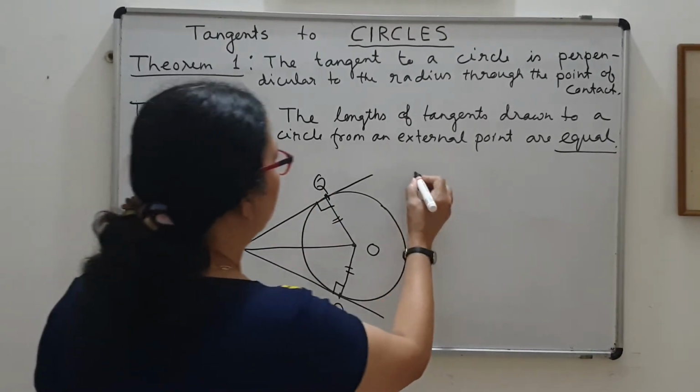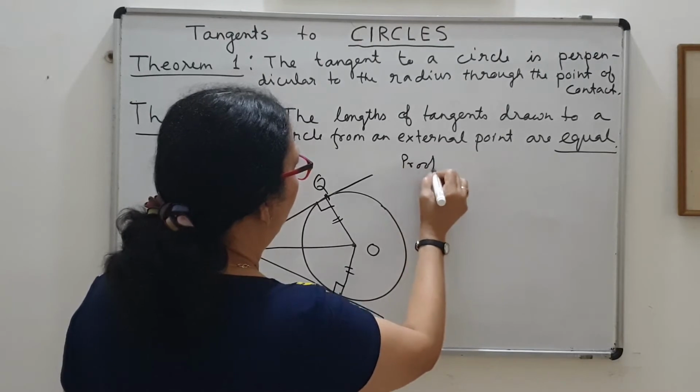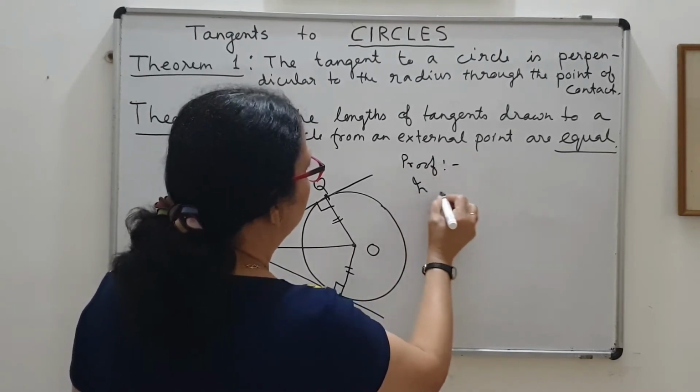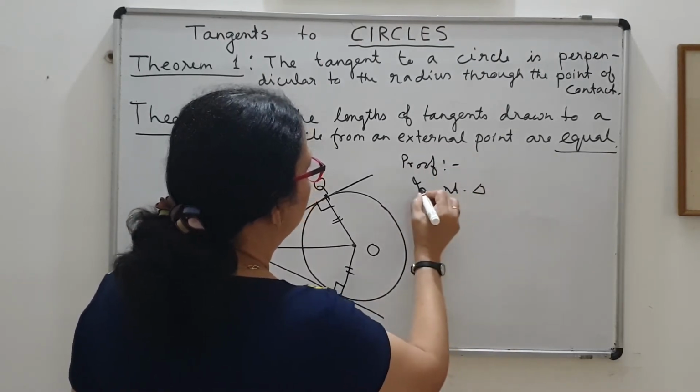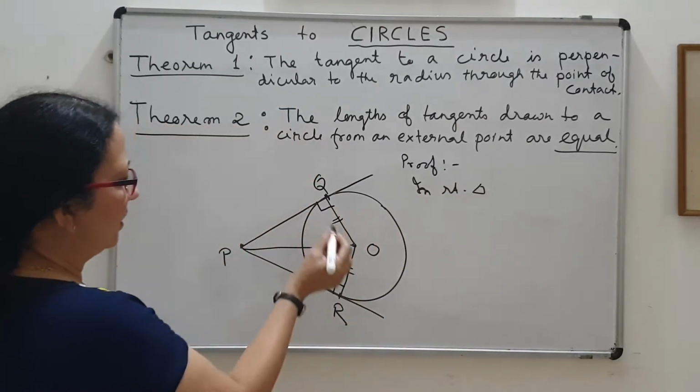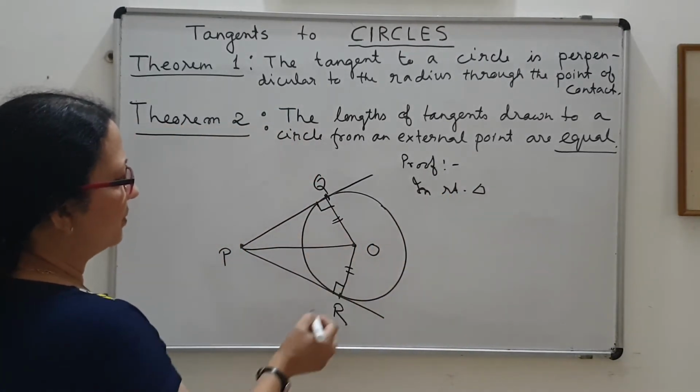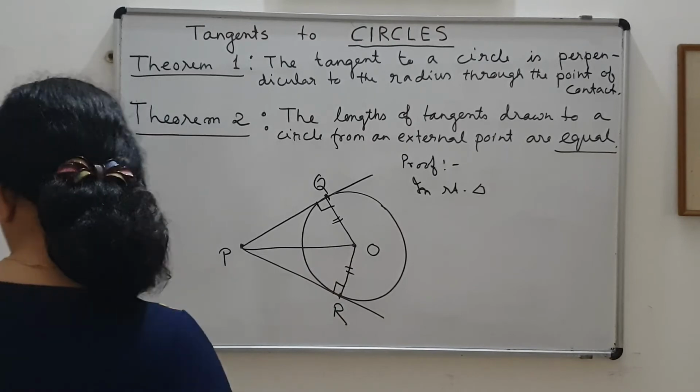So we write in this way the proof. In right triangle, first of all you have to say that this is 90 degree by the first theorem, or we should better write it.